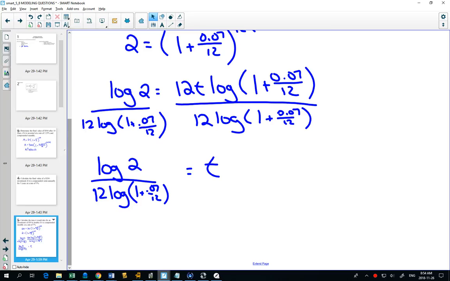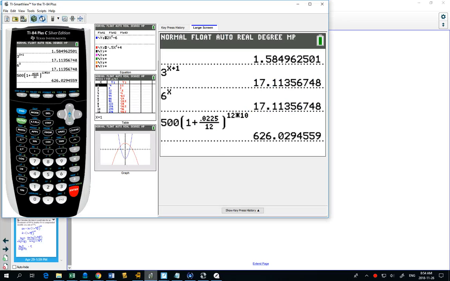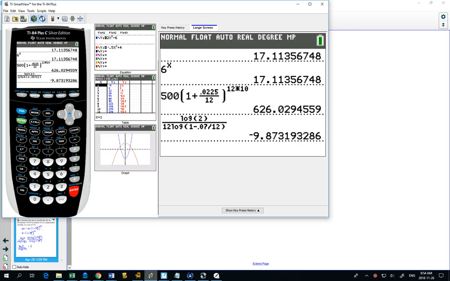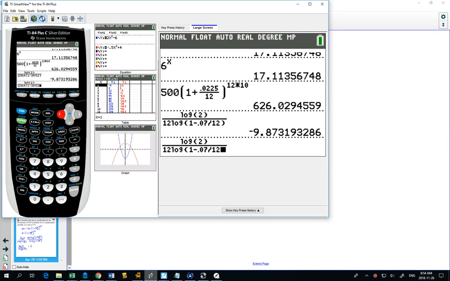So we go to our calculator, type this in exactly as we see it. Log of 2 divided by 12 log 1 plus 0.07 divided by 12. Oops. And again, I forgot. I made a minus sign in the second entry. I'm going to fix that. It should be 1 plus.